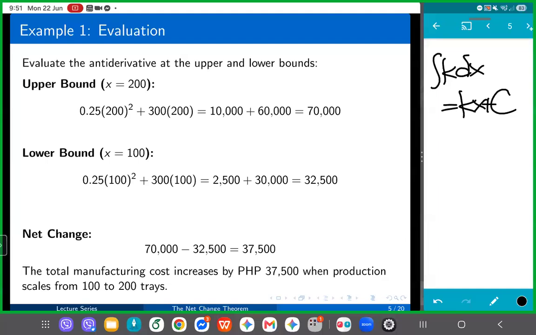So you're given a derivative and then you just integrate the derivative. So in economics, the marginal. Who has a question?